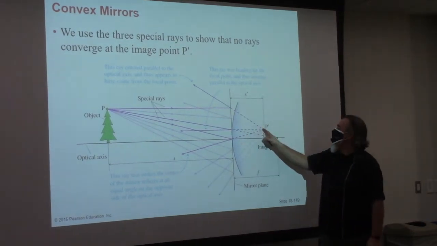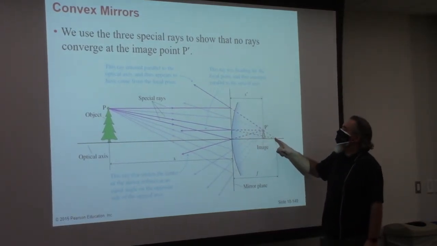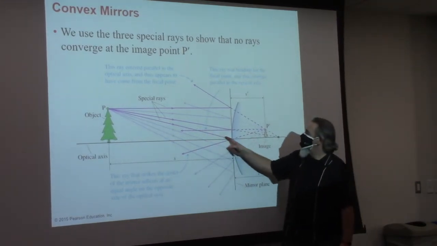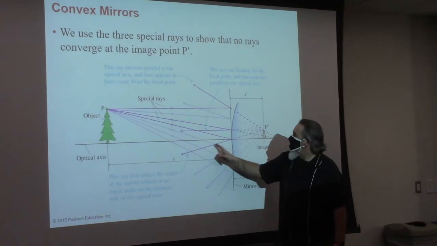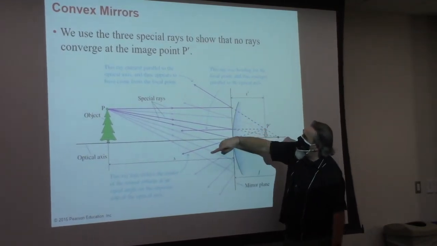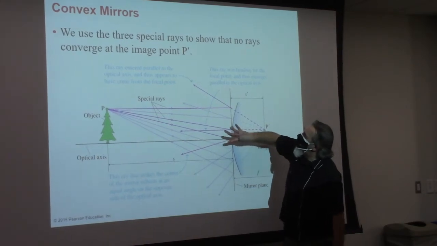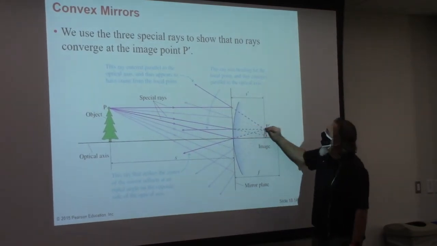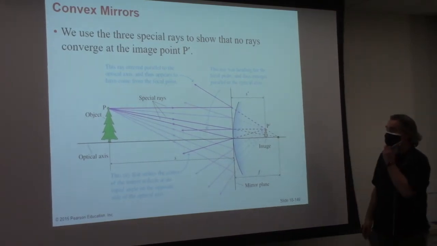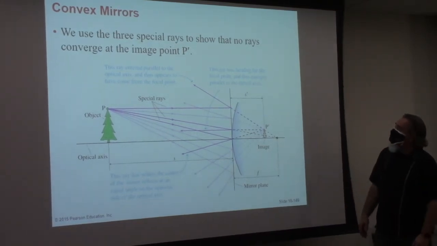Where does it appear to be coming from? Trace it through the focal point. Okay, the one that goes through the center reflects this way. You can see all these are spreading out, right? This one is going that way, this one's going that way. All the reflected rays are spreading out, so you've got to trace them back to where it appears to be coming from. So the image is actually formed there. Okay? Good.